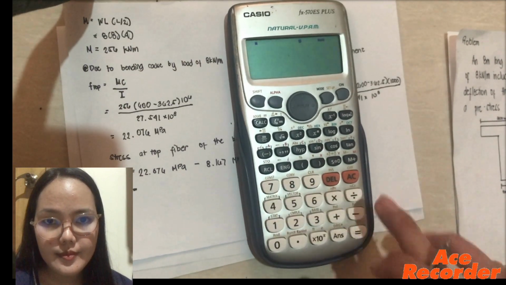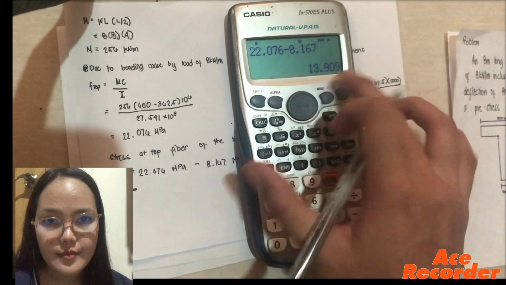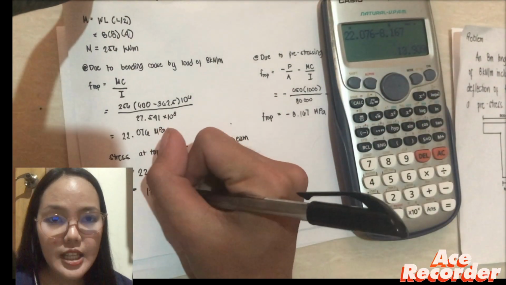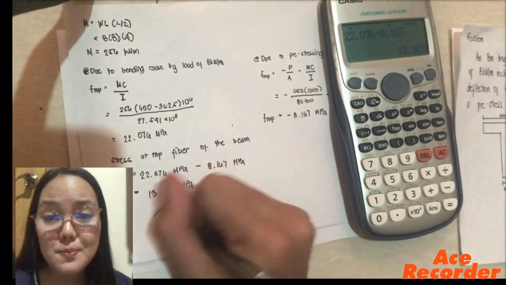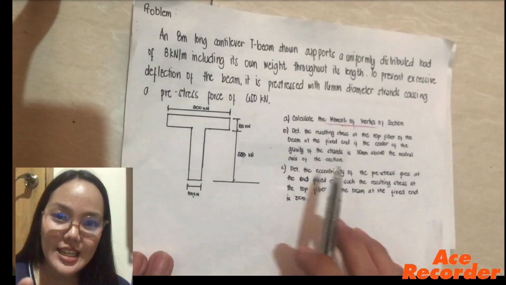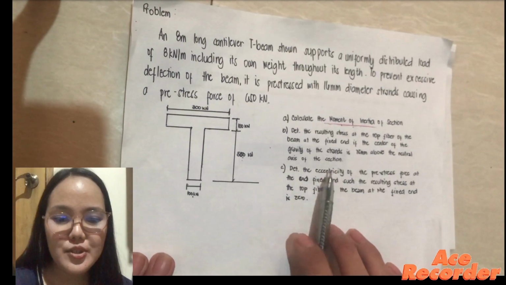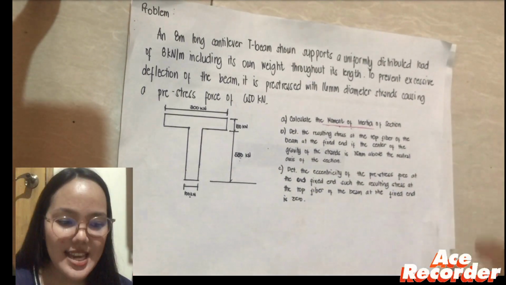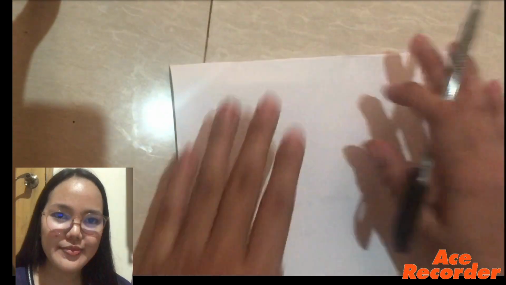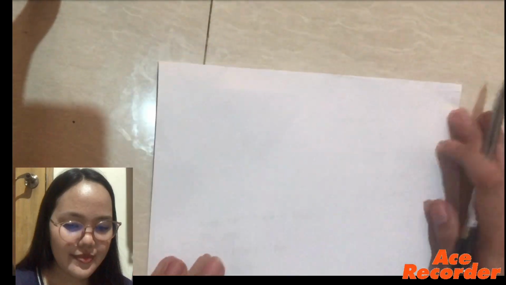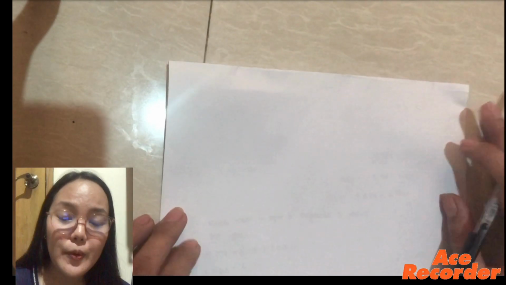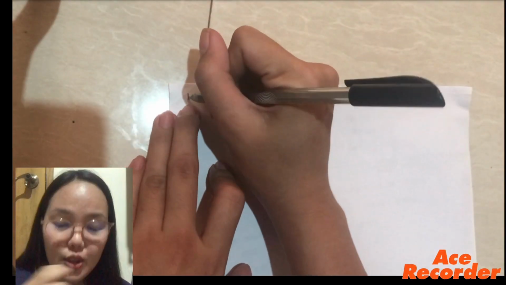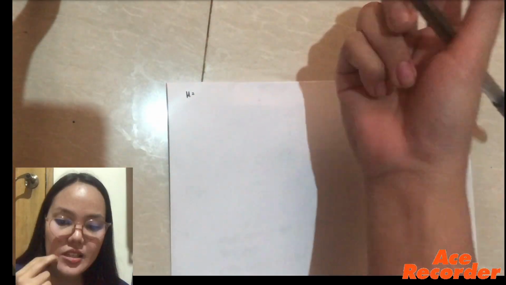Now we have 13.91 megapascal, which is positive, then it is tension. Let's proceed to letter C. In finding the eccentricity, it is somewhat alike to letter B. It also has two cases, which is due to the moment and due to the pre-stressing force.